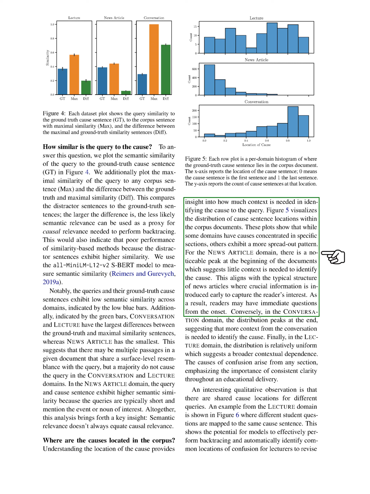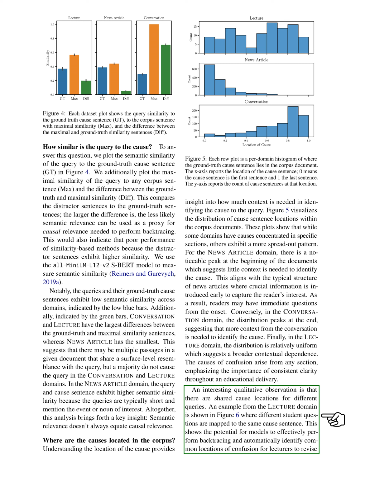Our analysis reveals that in news articles, causes are often found at the beginning, indicating that less context is needed to identify them. However, in conversations, causes tend to appear towards the end, requiring more context for identification. Lectures show a uniform distribution of cause locations, suggesting a need for a broad context. Interestingly, we observe that different queries can lead to the same cause, highlighting the potential for models to pinpoint common areas of confusion.